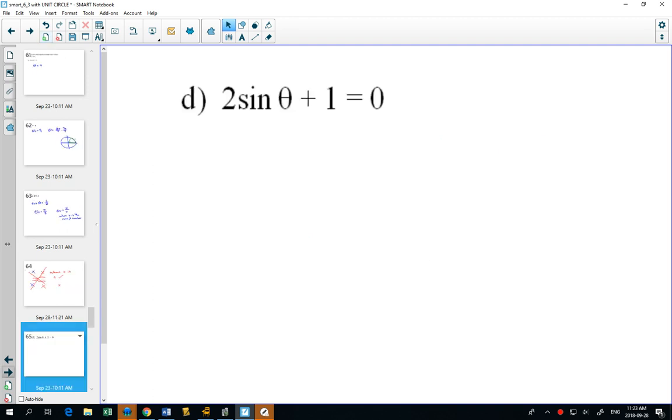And now we have a little bit of extra work to do. 2 sine theta plus 1 equals 0. How are we possibly going to do this? We could move the 1 over and then divide by 2. And then, oh, it's just like the ones before. Just isolate the sine. No problem.